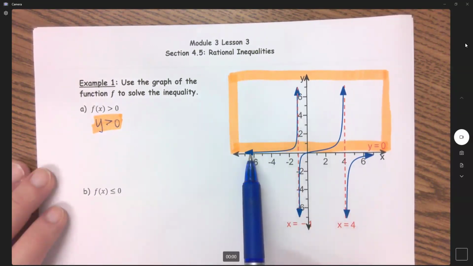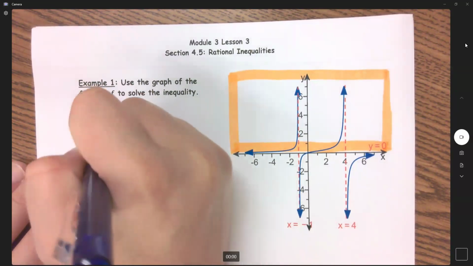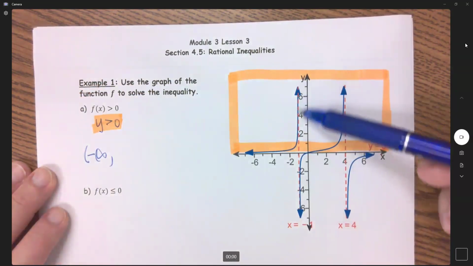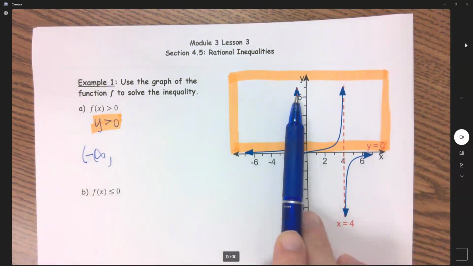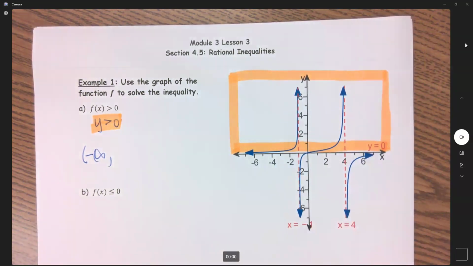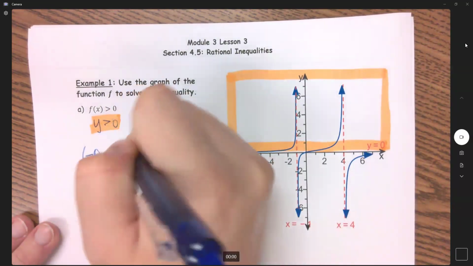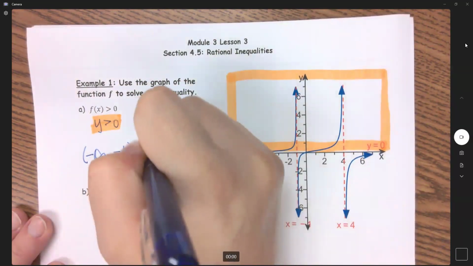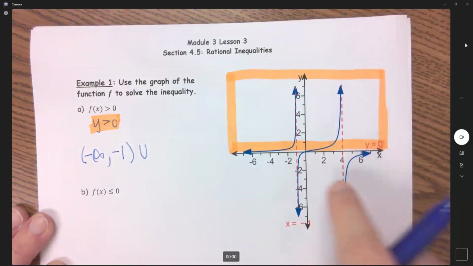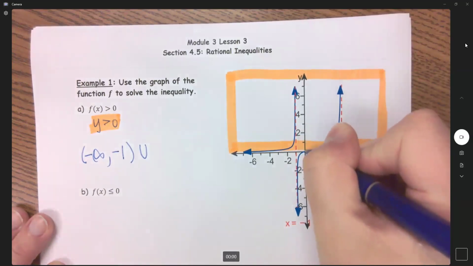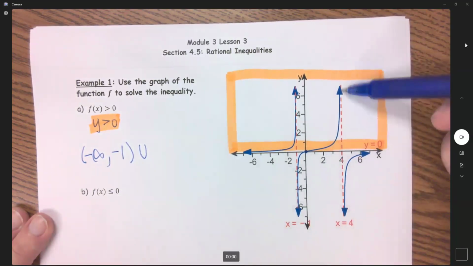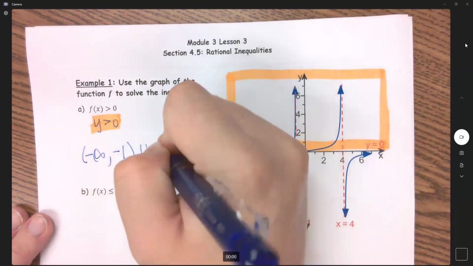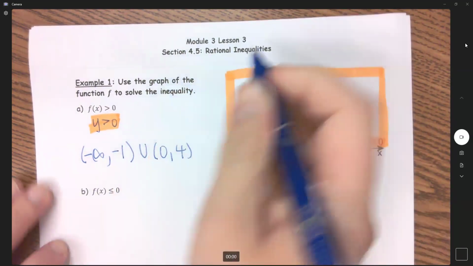So we're going from negative infinity to, it's approaching this vertical asymptote, and we know vertical asymptotes from last lesson means it's going to approach it but never touch it or cross it. So to -1. So then the union of this portion here, it's crossing right here at 0, 0. So it's from 0 to, and then it's approaching this vertical asymptote, which is at 4. So 0 to 4.